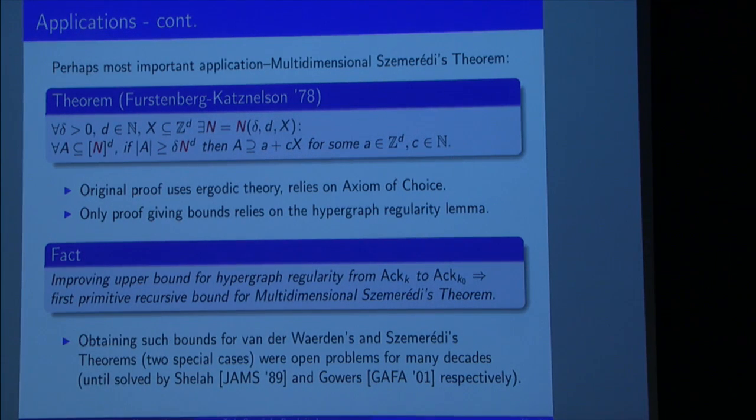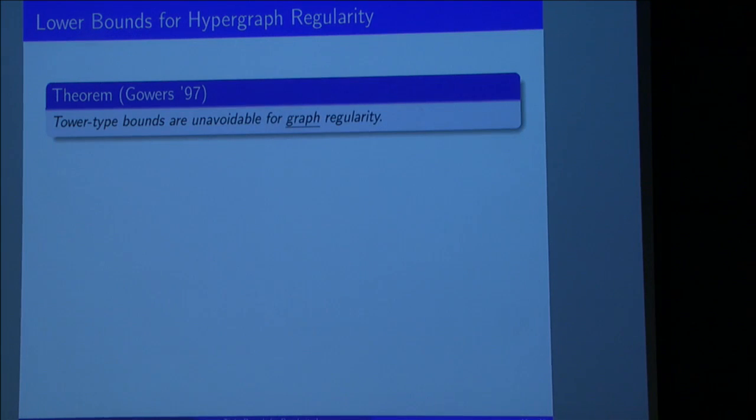And I would just note that obtaining such primitive recursive bounds for van der Waerden's theorem and Szemerédi's theorem, which are both special cases of this one, were open problems for many years until they were solved by Shelah and Gowers. Very impressive papers. Okay, so that's the end of the detour about applications.